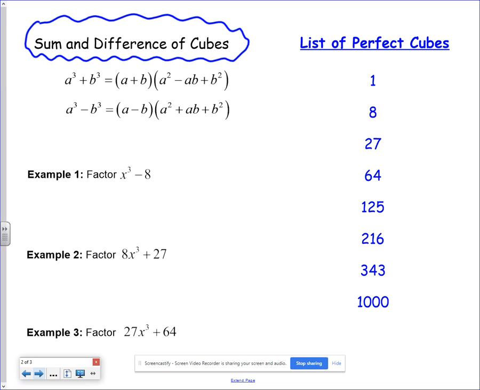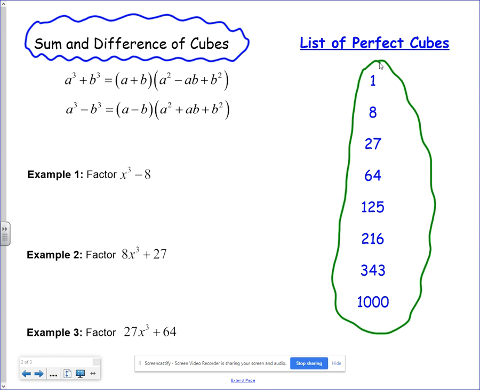So you need to know your perfect cubes. So I gave you a list over here to the right. Here's a list of some perfect cubes that we're going to be using. It will be very helpful for you to know these. So I would write these down. 1, 8, 27, 64, 125, 216, 343, and 1,000, and so forth.